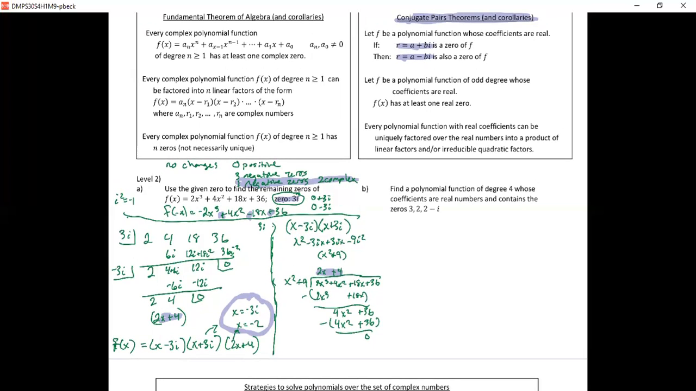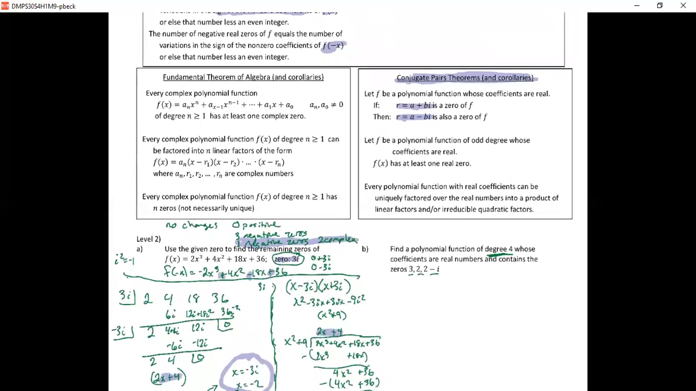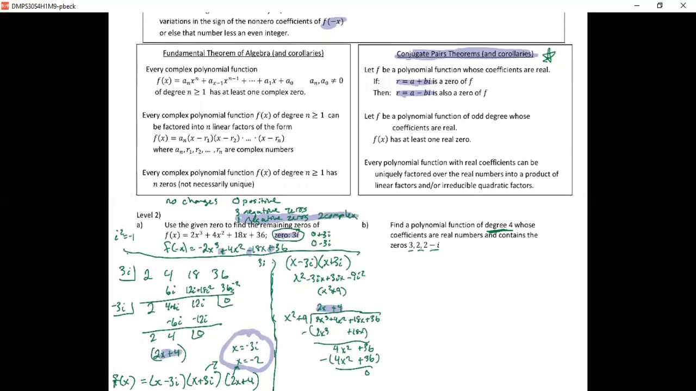Next one is, let's find a polynomial function of degree 4 whose coefficients are real numbers and contains the zeros. Now, we have 3 listed zeros here. So what I know is I have a polynomial of degree 3, but our goal is to find a polynomial of degree 4. In order for us to do that, we're going to use the conjugate pairs theorem to say if 2 minus i is a 0, we must have 2 plus i as a 0 so that we have real coefficients.